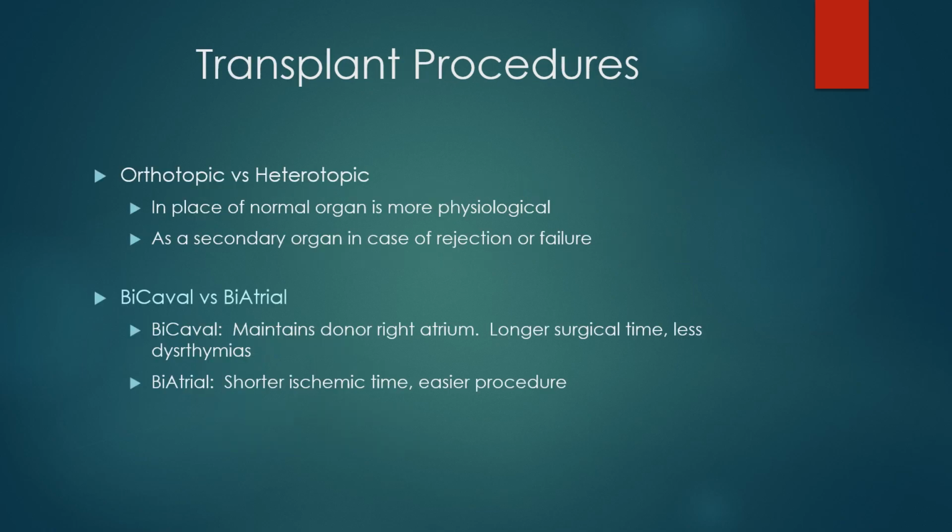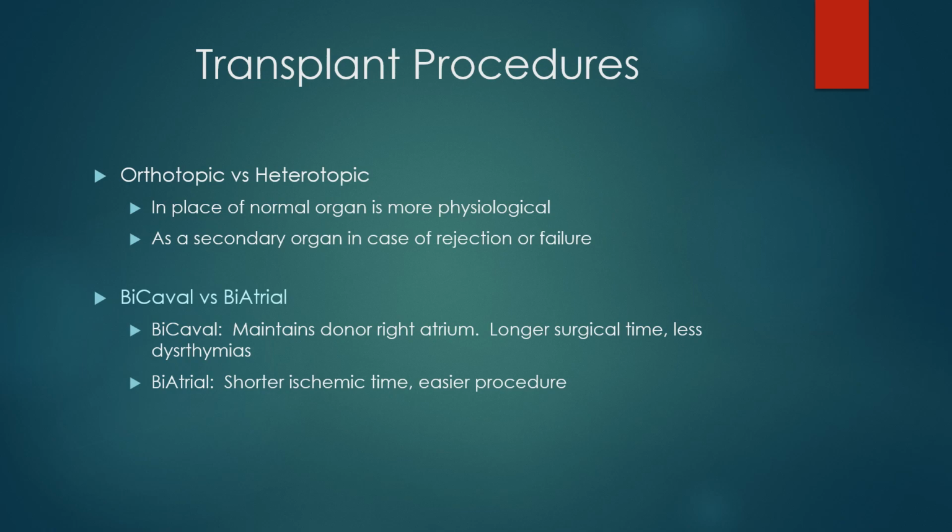A couple of different ways of doing transplant. They can either take all of the heart or part of the heart. So we're going to look at the bicaval and the biatrial. The bicaval maintains the donor's right atrium. So the right atrium goes. It's a longer surgery, but there are fewer complications such as arrhythmia, dysrhythmias. Biatrial is shorter, has a shorter ischemic time, and is an easier procedure to do.